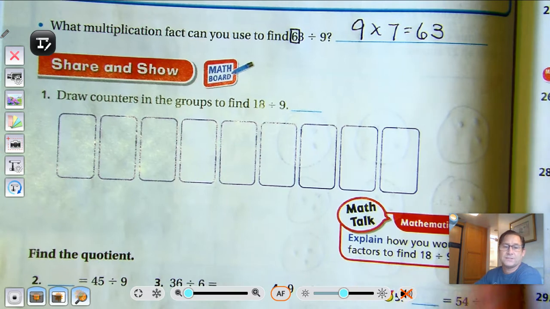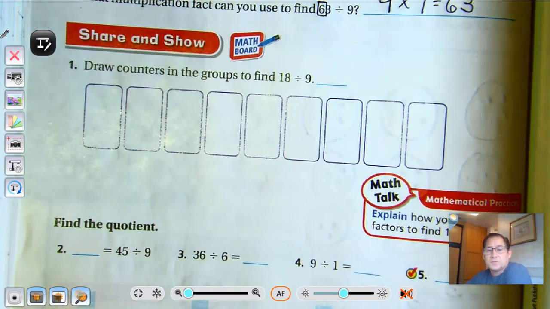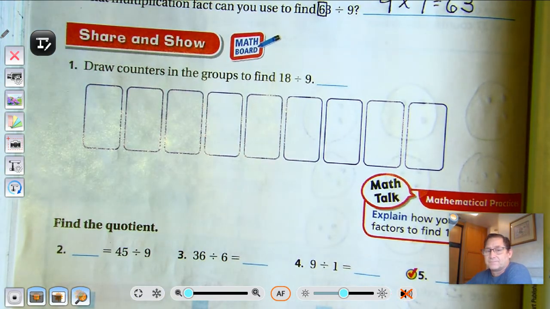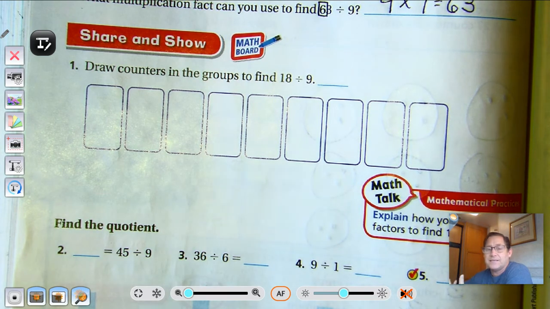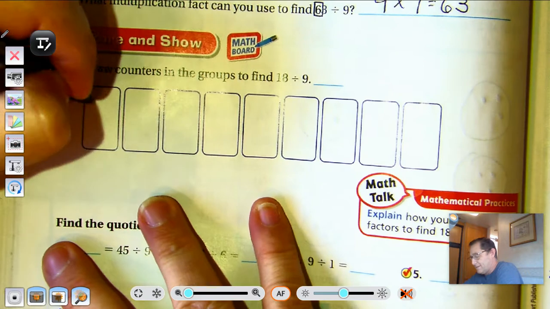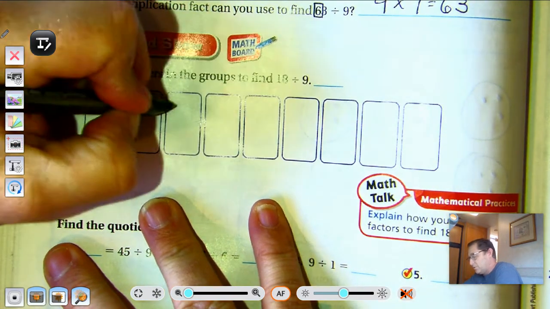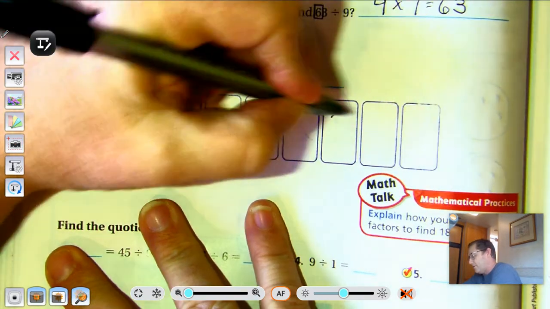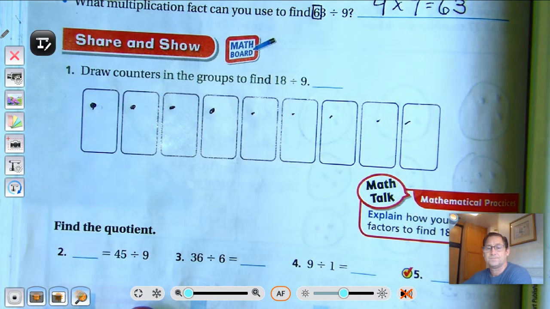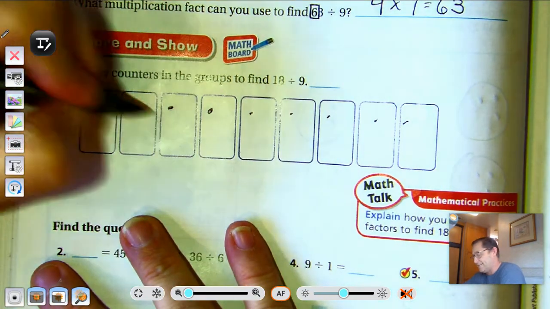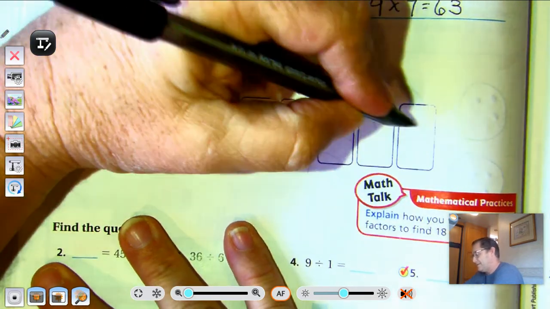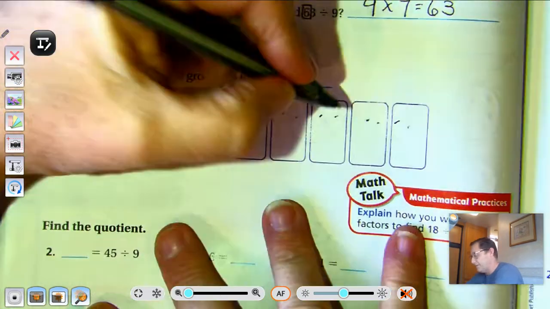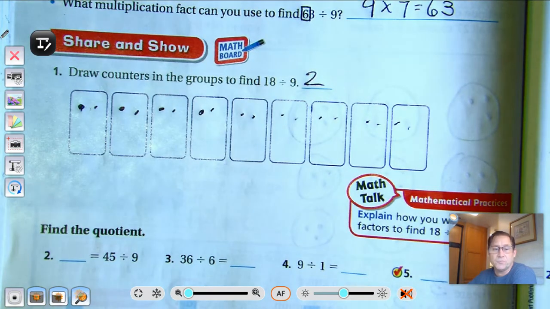Okay, draw counters in the groups to find 18 divided by 9. Well, it would be easier still to say 9 times what is 18? And I'd say 2. But if I did it, I got to have a strategy, right? So I'm going to put one counter in every group until I've reached 18. 12, 13, 14, 15, 16, 17, 18. Yep, that confirmed it. There's 2 in each group.